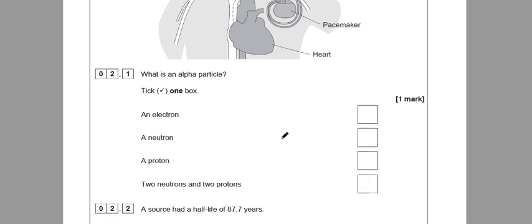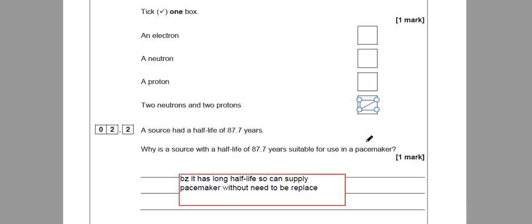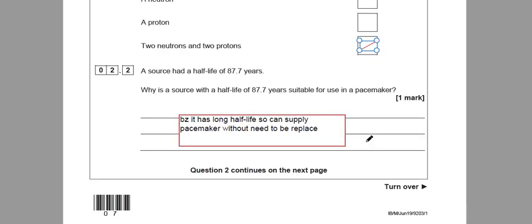What is an alpha particle? It is certainly 2 neutrons and 2 protons. The source had a half-life of 87.7 years. Why is a source of this half-life suitable for use in a pacemaker? Because it takes too long to decay, and the pacemaker for this reason will not need to be changed frequently.